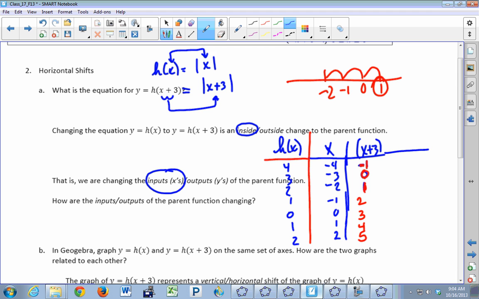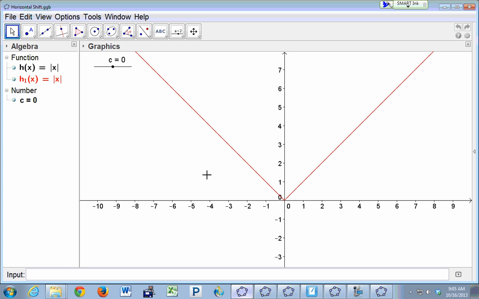Now, let's see what it's going to look like. Here's h of x plus 3. So here's my original point, -4, 4. Here's my original point. -3, 3. Right, so far we're okay. -2, 2. So I'm just putting some key points on my original function, h of x. 1, 1, 2, 2, 3, 3, 4, 4. Okay.